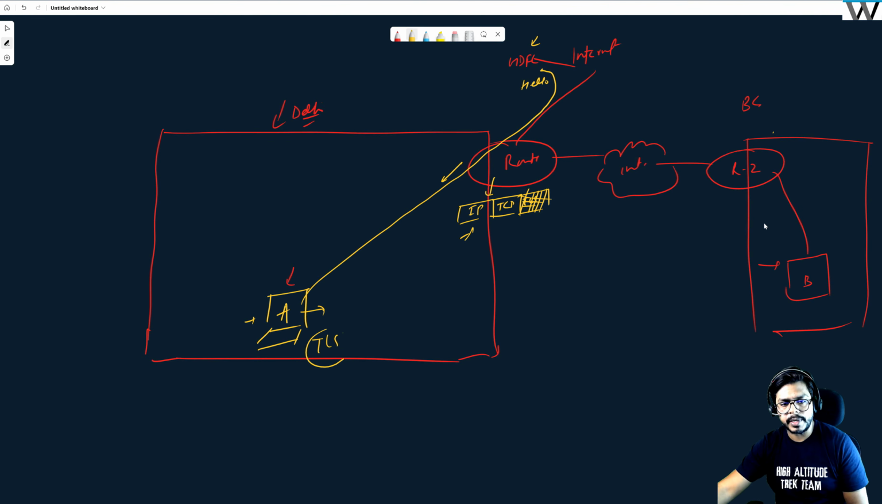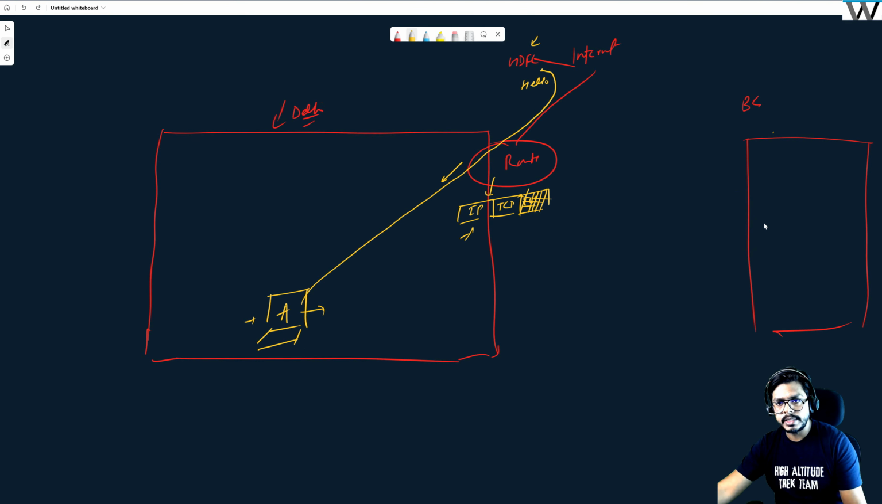No problem with respect to that. She can create the TLS and communicate with this server, and it is going to be secure. What I am saying is that there is another technology, which is at the IP layer, which is IPsec.